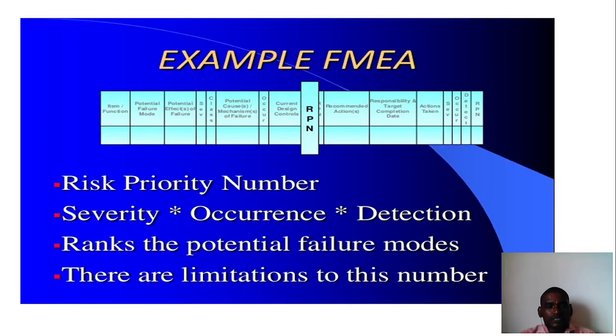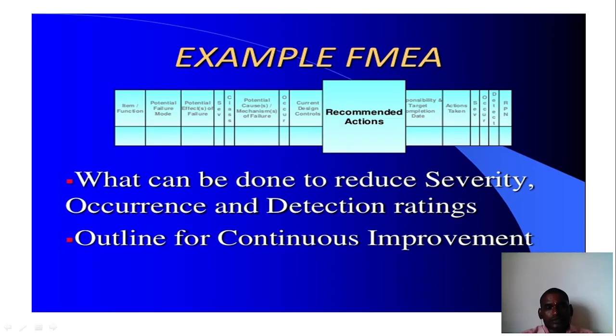Okay, so another one is RPN, the risk priority number. Here we mention the risk priority number from severity, occurrence and detection. It ranks the potential failure modes. There are limitations to each and every number. Okay, so another one, recommended actions. If a failure is identified, what recommended actions should be taken? What can be done to reduce the severity, occurrence and detection ratings? It outlines continuous improvement. So this is recommended actions.